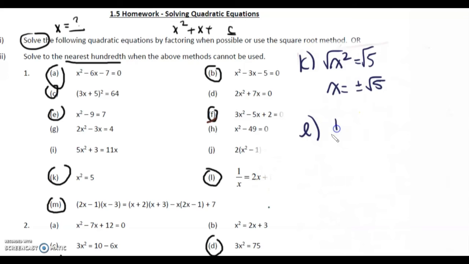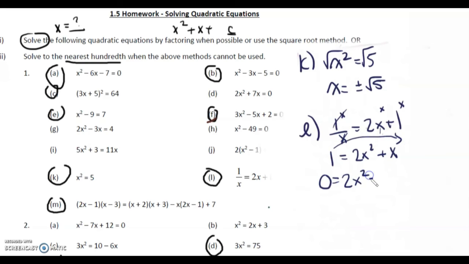L is a little bit harder. 1 over x equals 2x plus 1. Here's the thing. We can't deal with x in the denominator, so I'm going to multiply each of these terms by x. Okay, these cancel and give me a 1. This one I get 2x squared, right? 2x times x. And then this one I get x. Okay, bring everything to one side and equal it to 0.